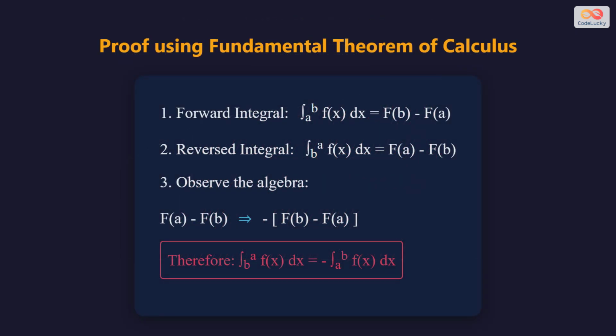We can also prove this using the Fundamental Theorem of Calculus. The integral from a to b is F of b minus F of a. If we swap them to integrate from b to a, we get F of a minus F of b algebraically. This is just the negative of the original result.